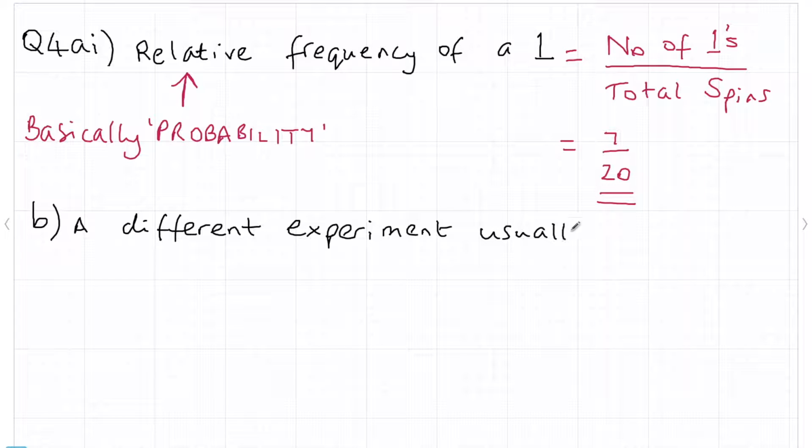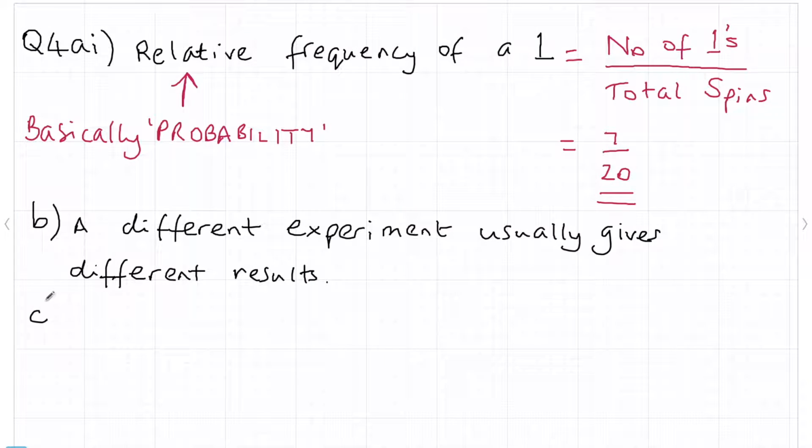So this is part 2, I wrote B in error. You have to explain why, if Steve also spins it 20 times, the results won't be the same. Well, it's a different experiment, so you wouldn't expect the same results. Now this should be part B.